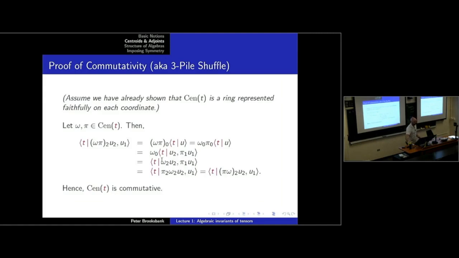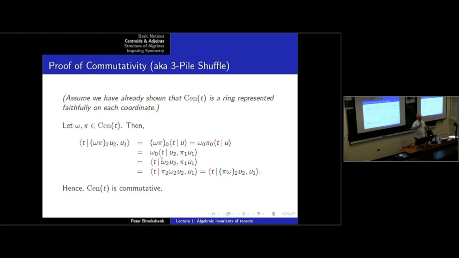So I thought I'd show you this anyway. This is quite a cute little thing. How is it that this centroid is commutative? And this is something that's referred to as the 3-pile shuffle. I thought this was quite amusing when James first mentioned this proof to me, the 3-pile shuffle. But it really illustrates why you need these 3 different components.